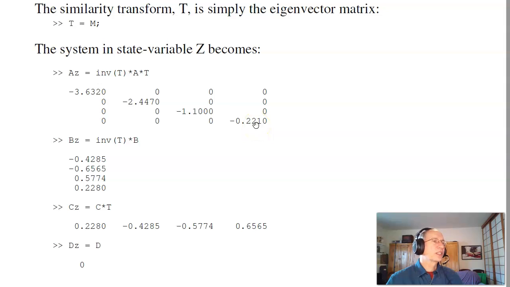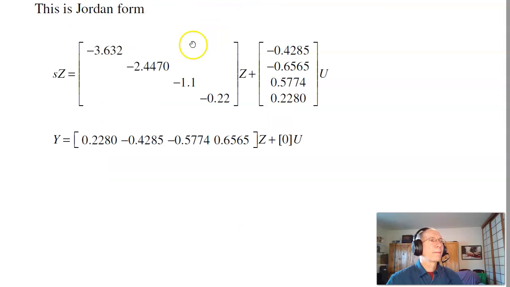This is controllable. If one of these terms in the C matrix is 0, then I can't see that state. It's unobservable. All the C terms are non-zero. This is observable. So Jordan form tells you a lot. It tells you what the poles are. I have the best numerical properties. It's for decoupled first-order systems. I show the controllability matrix. I show the observability matrix. Pretty much the best of all worlds. So this is your system in Jordan form.